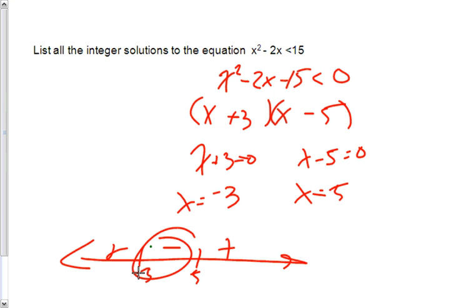So we want the numbers between negative 3 and 5, but we can't include the endpoints because it's not equal to. So name the numbers that are between negative 3 and 5, not including them, that are integers. Well, it's just negative 2, negative 1, 0, 1, 2, 3, and 4. Those are the possibilities.